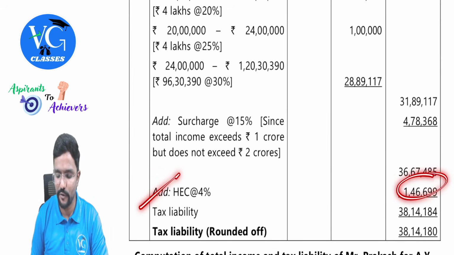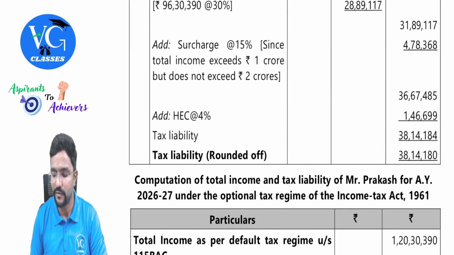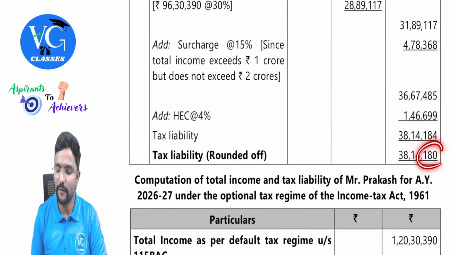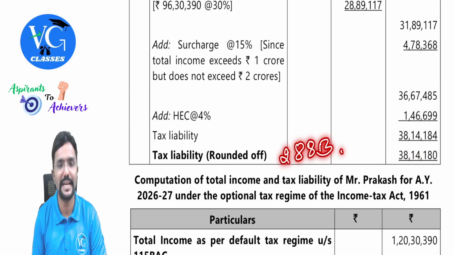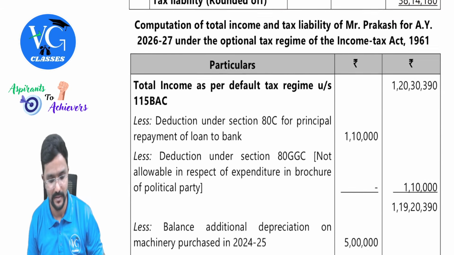Then health and education cess 4%. So tax liability comes to 38 lakh 14,184. Please round it off. As it is 4, less than 5, round it off to 180, as per section 288B, tax liability. Please do this without fail, guys. If not, you will lose at least half marks, or 1 mark.